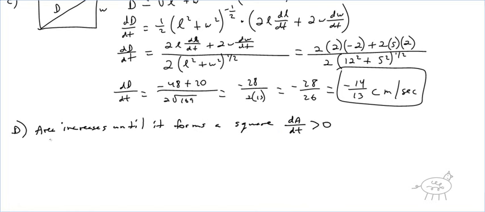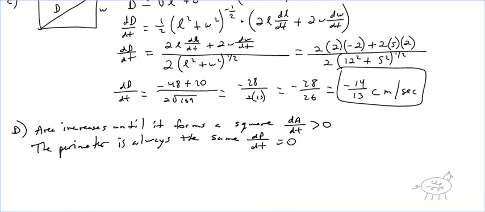The perimeter will always be the same, because the length is decreasing and the width is increasing by the same amount. So that's why dP/dt equals 0, no change.